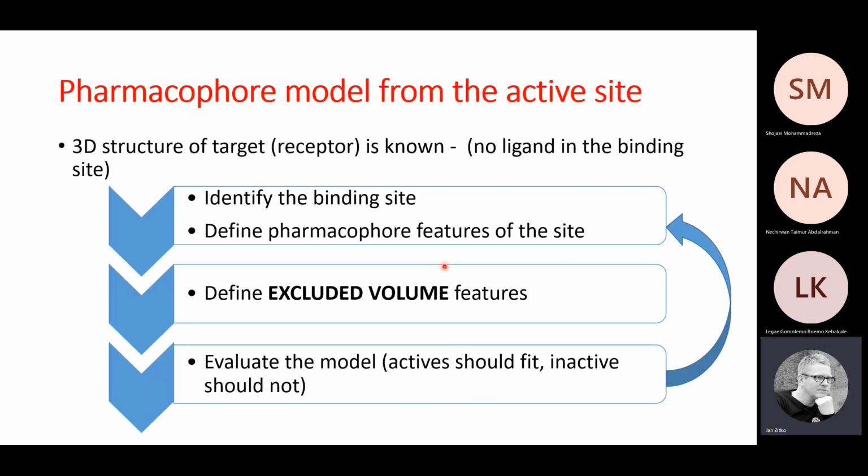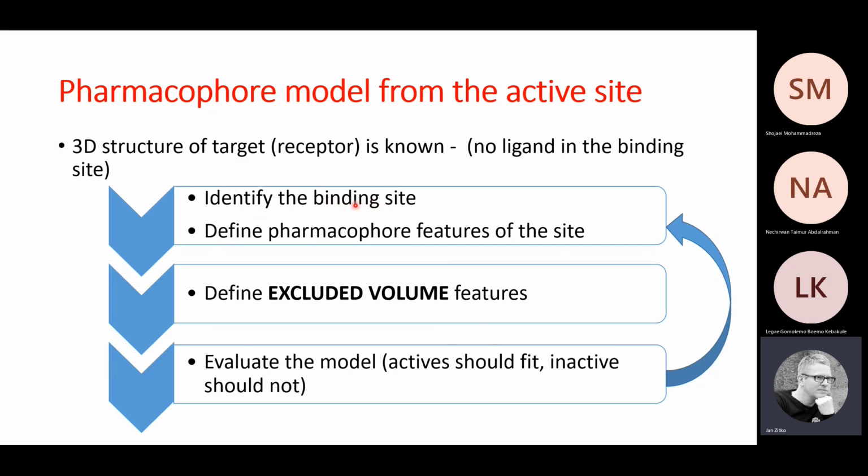So that was the creation of the model in the situation when we have a ligand-receptor complex. Now let's look at scenario number 2. We have the 3D structure of the target, but in the binding site there is no ligand. So first we have to identify the binding site, because when there is no ligand, you cannot be sure where the binding site is. But you can get the information from the literature, for example, or you can use the Site Finder application in MOE to identify the potential binding sites.